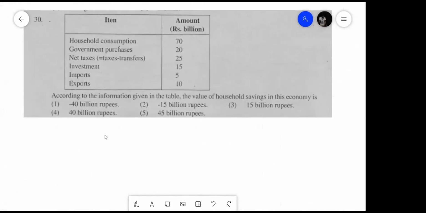Okay. According to information given in the table, the value of household savings.